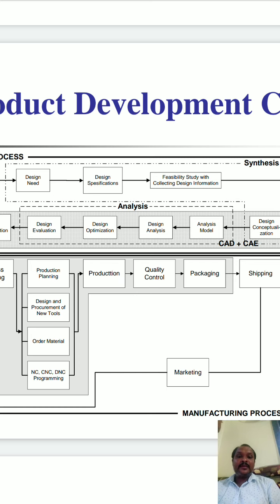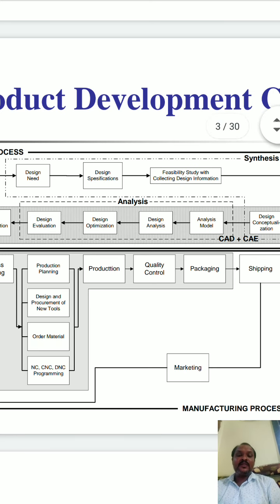Third is the feasibility study with collecting design information. Feasibility study while collecting the design information means, if you are collecting the data from the customer, some of the customers will say that this pen is very good, that pen is very good, meaning they have used it and they feel that it is in very good condition. But you are making a new pen, so you should have some feasibility study with collecting data or design information. That will give you a very important part while doing the manufacturing process.